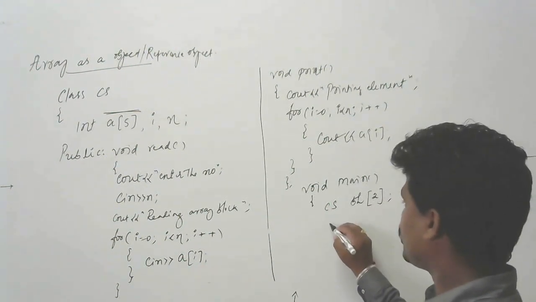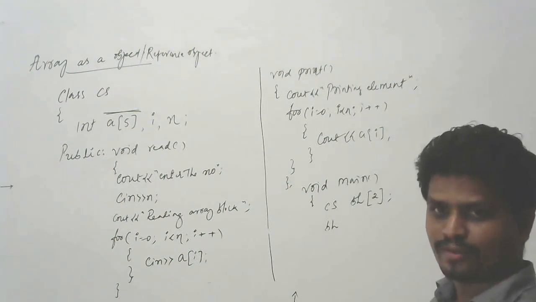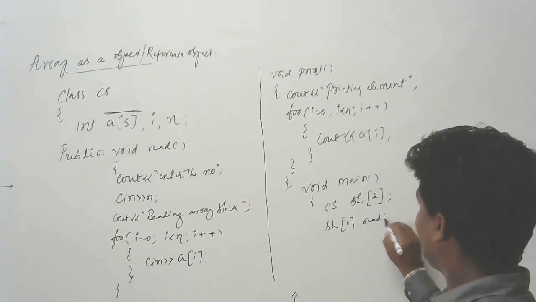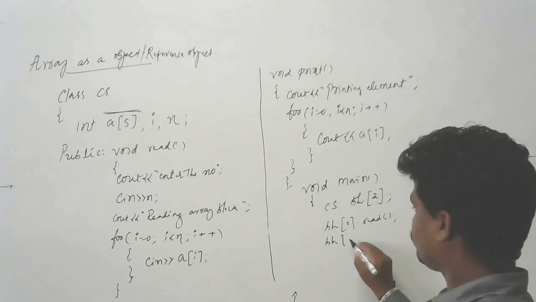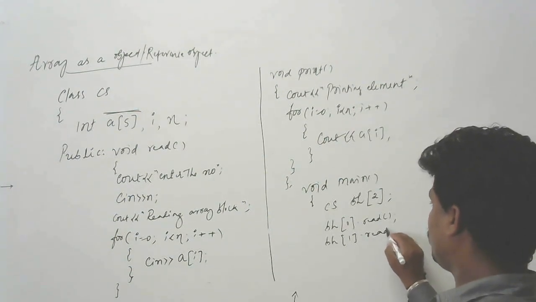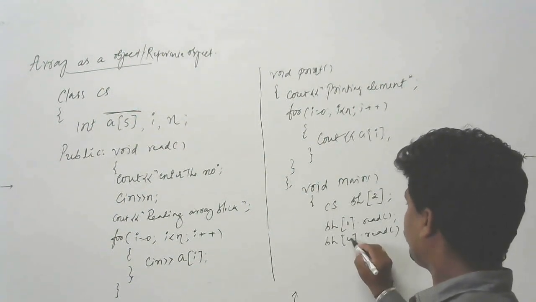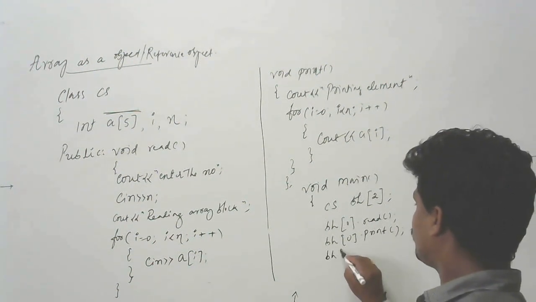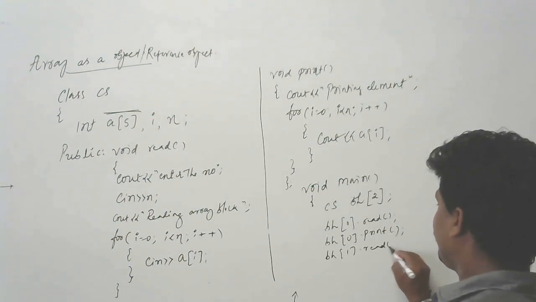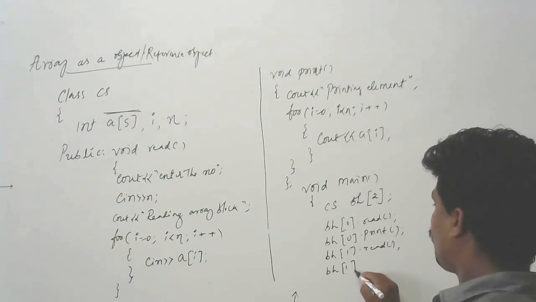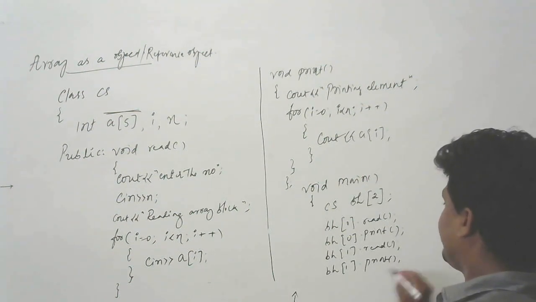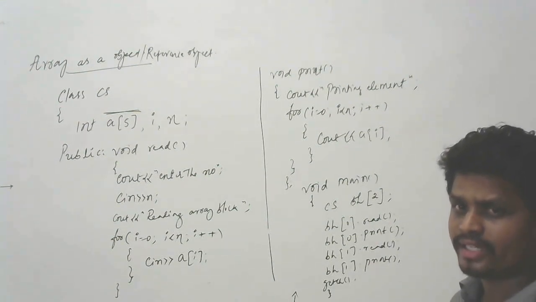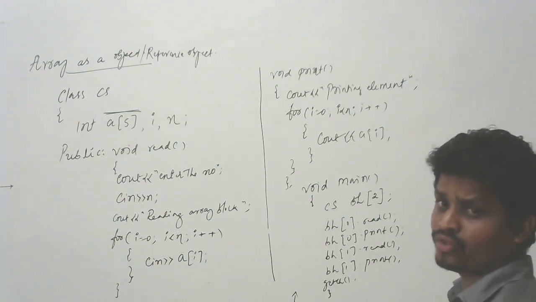Then if you want to execute, BH of 0 dot read, BH of 1 dot read, or you can directly take BH dot print. BH of 1 dot read, BH of 1 dot print, get ch, close.